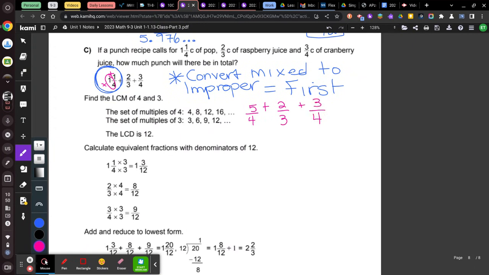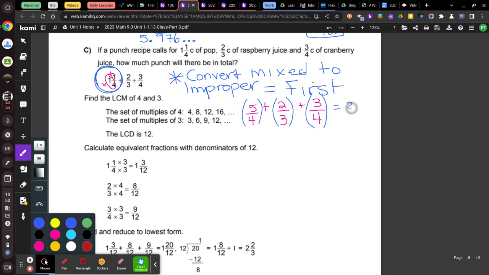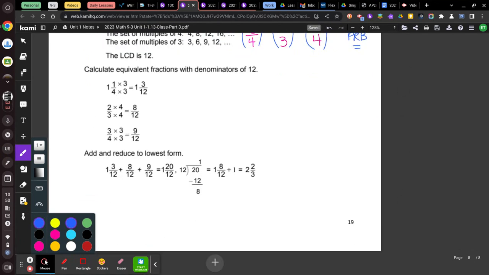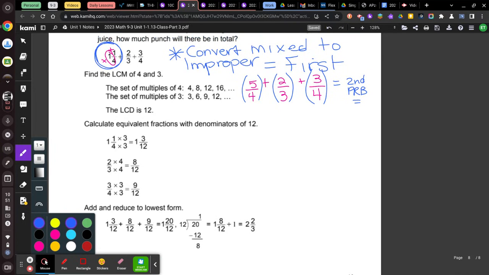So you do the same thing in your calculator. You will put brackets around the numbers. The fraction bar is the divide sign. You will do it all in a row in your calculator using brackets, hit equals, and hit your second PRB. It'll give you your final answer reduced. Okay, and then your second PRB and equals. Okay. And that concludes adding and subtracting fractions.